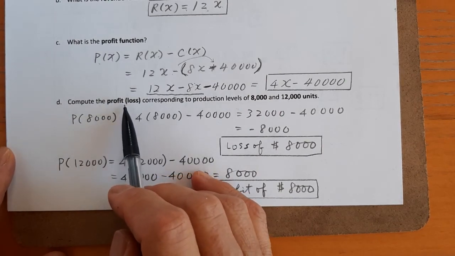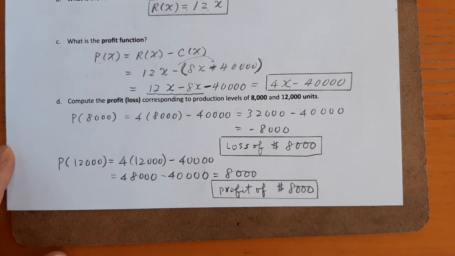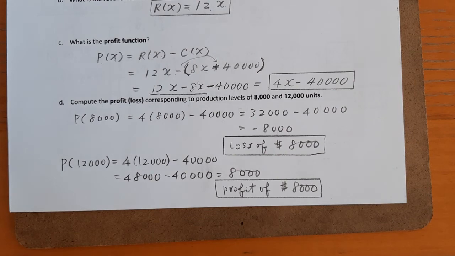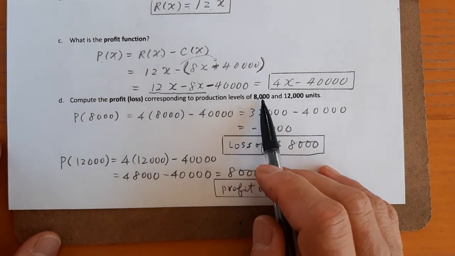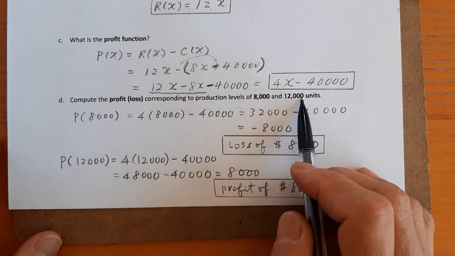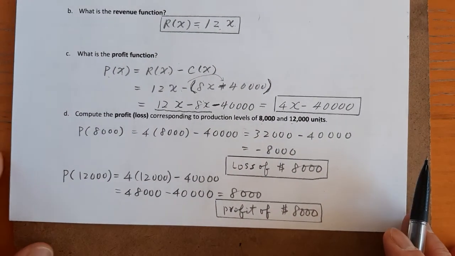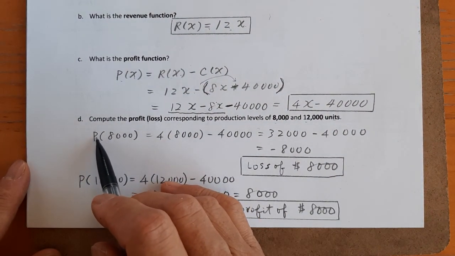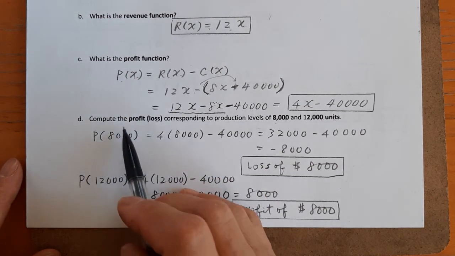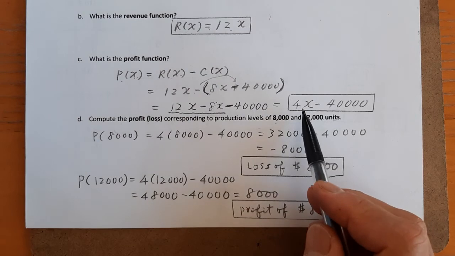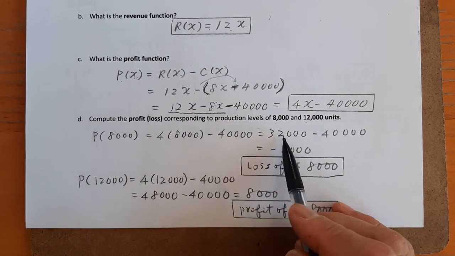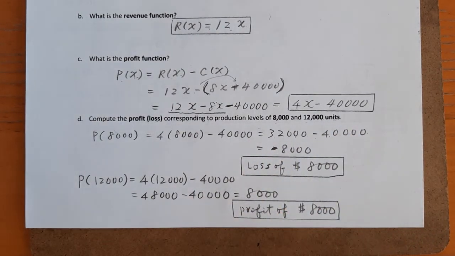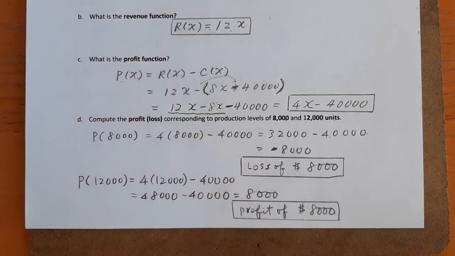Then part D: compute the profit or loss. Profit means you have a net income. Loss means negative. Corresponding to the production level of 8,000 units or 12,000 units. Now 8,000 units is x, and you plug it into the profit function. 4 times 8,000 is 32,000, minus 40,000. Subtraction gives negative 8,000. So this is a loss of $8,000.